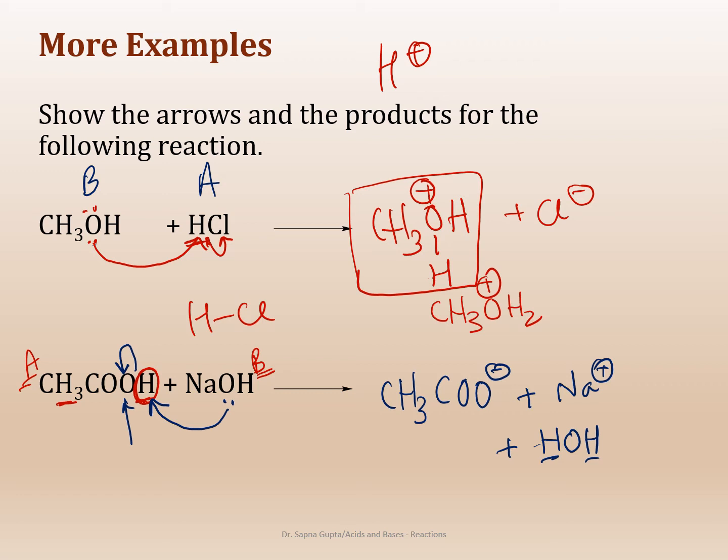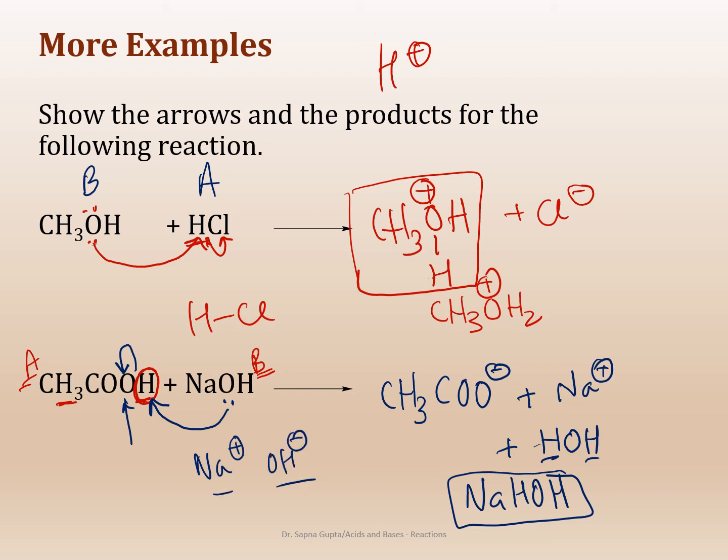One of the things that I sometimes end up seeing with this kind of reaction is something like this. What is this? I have no idea what this is. I don't want you to write compounds that just don't exist, because you think that sodium hydroxide is a covalent bond. It is not. Sodium is a cation and here is the anion, so these two are actually separate.